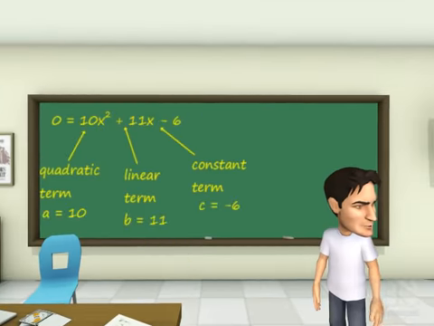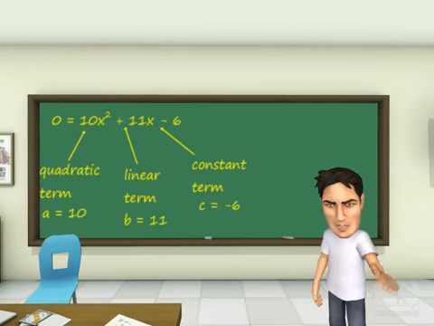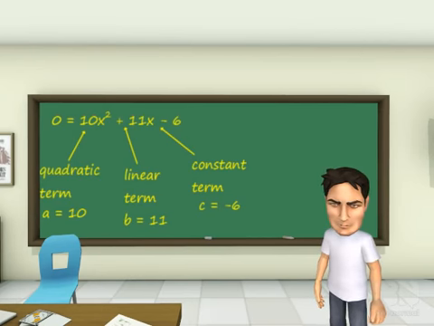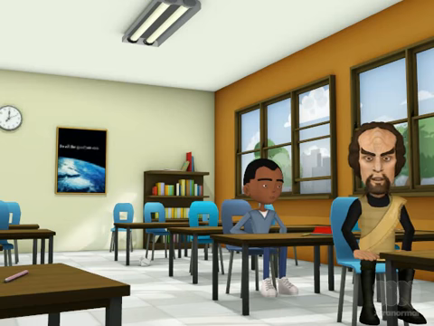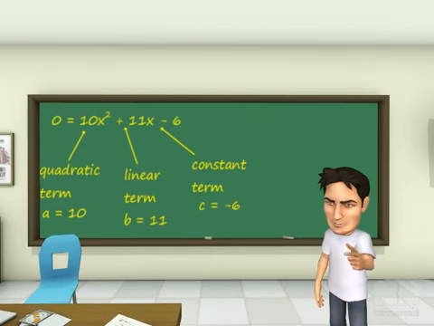First let's put it on the board. There we go. So it's 0 equals 10x squared plus 11x minus 6, correct? You could not be more correct, Zorg.